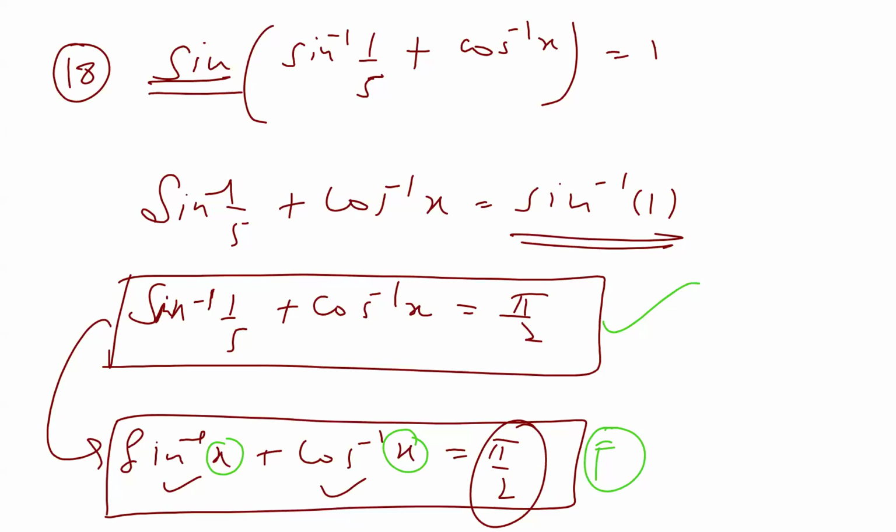cos inverse of x is equal to pi by 2. Now since the answer is pi by 2, the value should be the same. This and this value highlighted in pink should be the same. So x is equal to 1 by 5. If it is not the same, it won't then be pi by 2. But since it is pi by 2, the value should be the same. And that was question number 18.